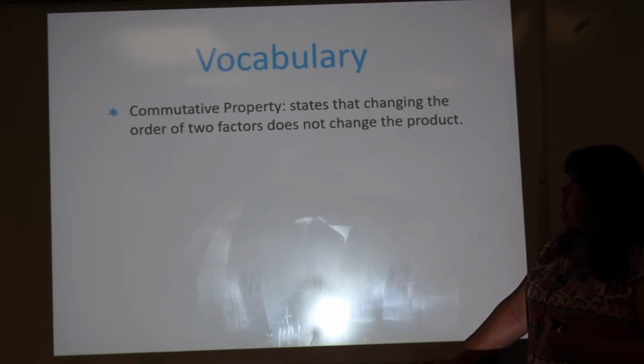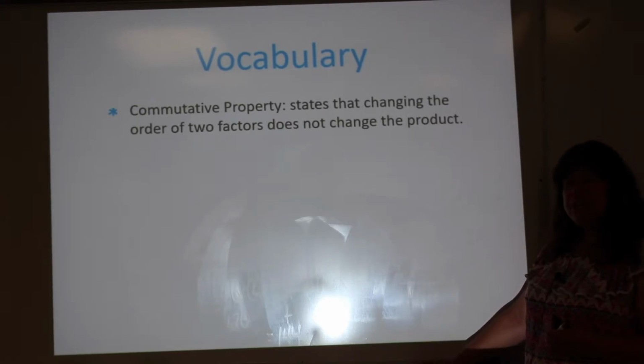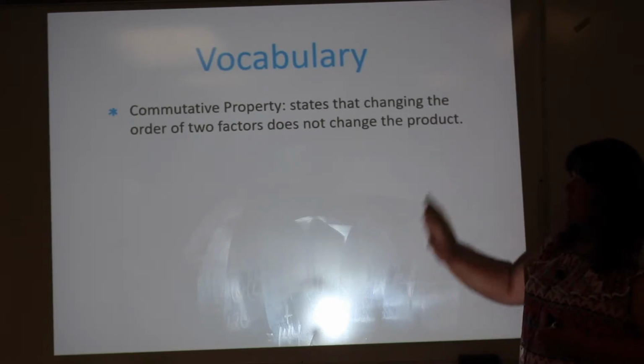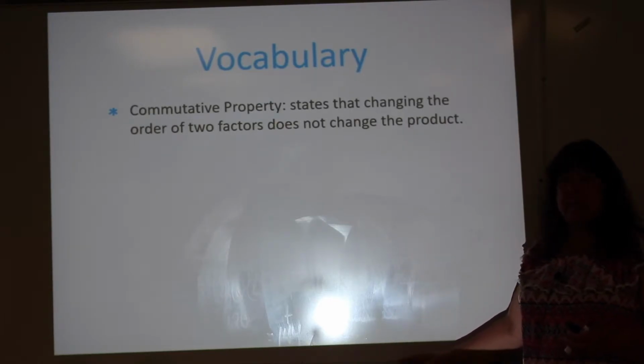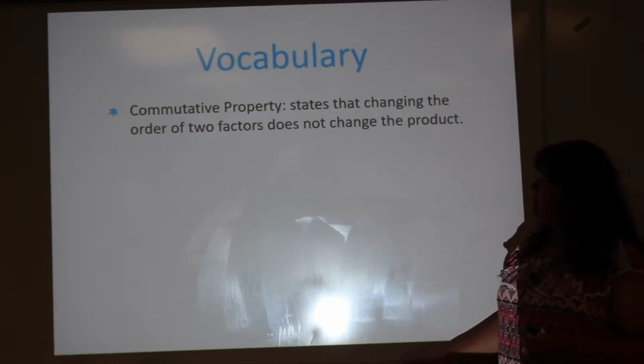We have the word commutative property. It states that change in the order of 2 factors, it doesn't change the product. And remember, product is the answer. So if I change the order, it's not going to make any difference at all. I'm going to get the same answer.